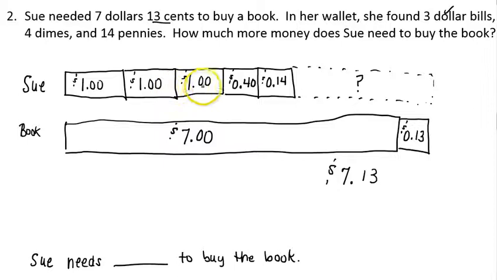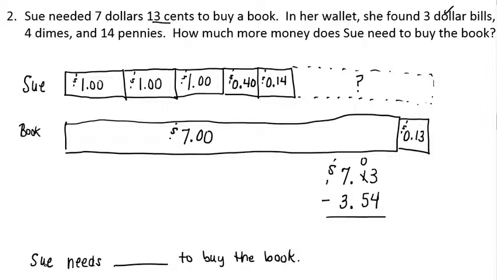Well, let's see, she's got $3 bills and then 40 cents, so that's $3.40, and then 14 more cents would be $3.54, and that's what we're going to subtract to find the difference between the amount of money Sue has and the cost of the book. So I have to do some regrouping here to do my subtraction.